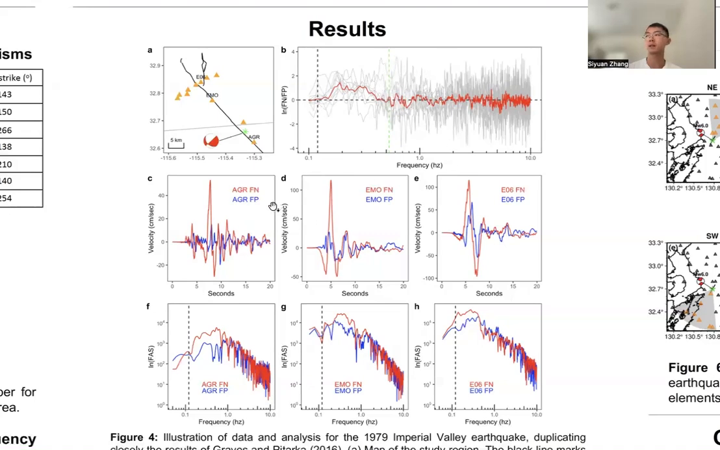The second row plots the velocity recordings at 3 stations where the red fault normal components are clearly greater than the blue fault parallel components. Their Fourier amplitude spectra are shown in the next line. The red ones are above the blue ones only at low frequencies. Note that this earthquake was propagating to the northwest, but the AGR station at its backward shows clearly high FN/FP ratios at low frequencies, indicating that rupture directivity may not be the dominant factor of these high ratios.